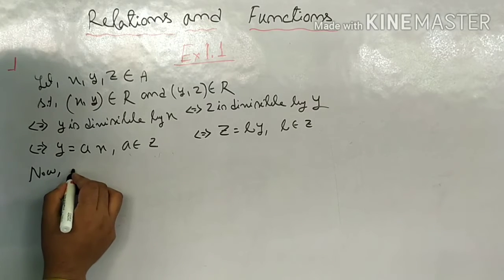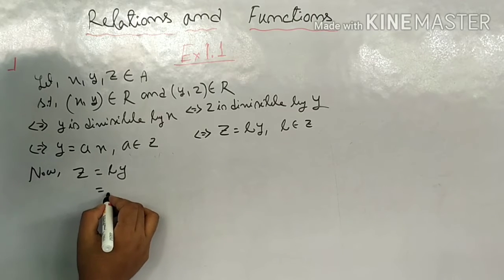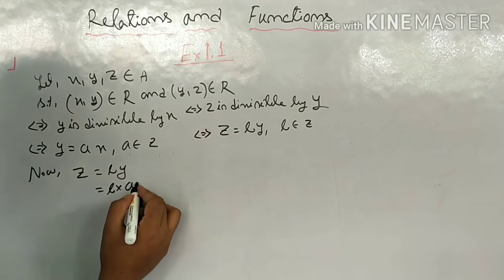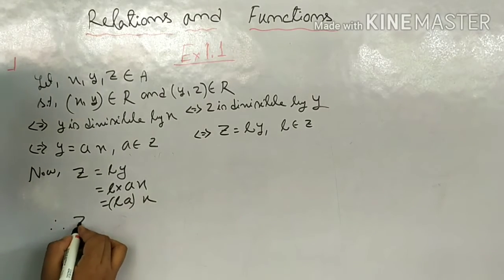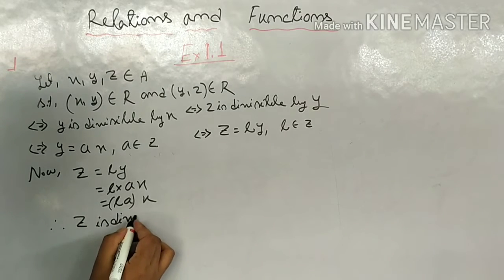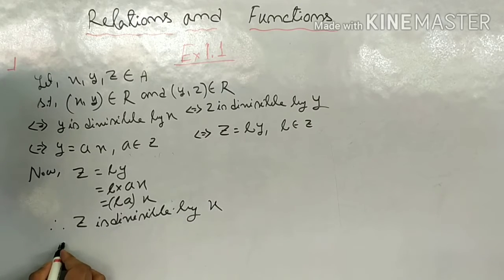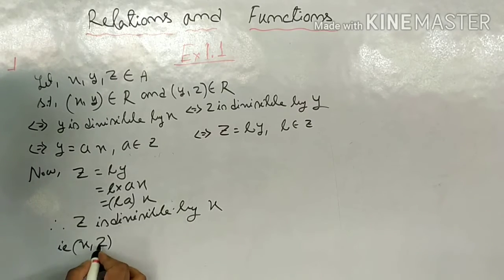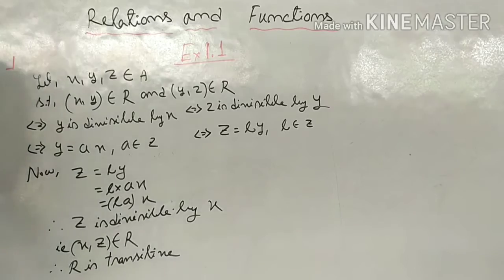Now z = by, and y means ax, so z = b(ax) = abx. Since a and b both belong to Z, ab belongs to Z, so z is divisible by x, therefore (x, z) belongs to R. Therefore R is transitive. Do all of you understand?